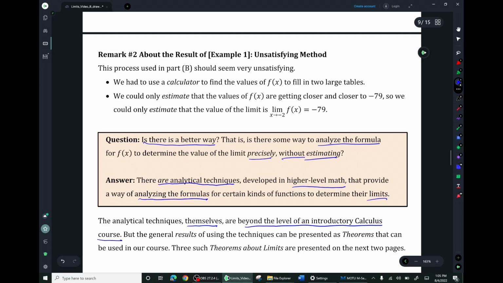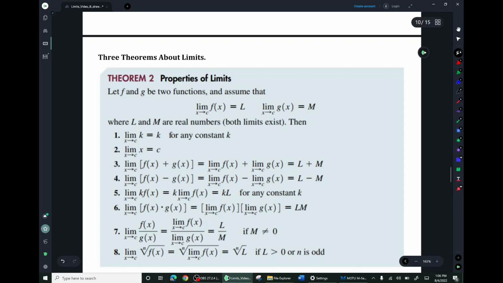an introductory calculus course. But the good news is the general results of using those techniques can be presented as theorems that can be used in our course. Three such theorems about limits are presented on the next two pages. So here's our first theorem about limits.